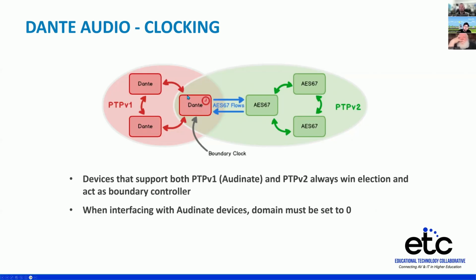So when we have Dante devices that may be participating in one version of PTP, they may not always participate in the other version of PTP. But if it is a device that does support both versions of PTP, there has to be a boundary clock, whether that be somewhere else on the network or internally to that device, to send a clocking pulse between version 1 and version 2. So if that's confusing to you, totally understand. We're going to cover a little bit more about that here in just a second. But just know Dante devices have some of this nuance that we have to think about when we're designing our clocking domains.